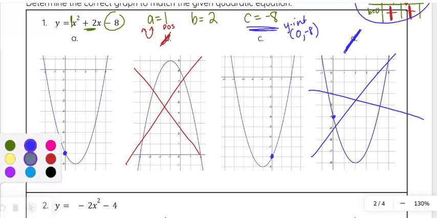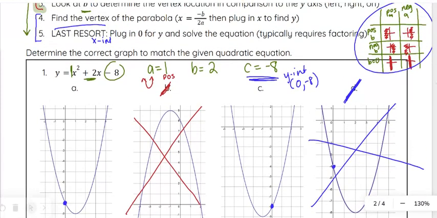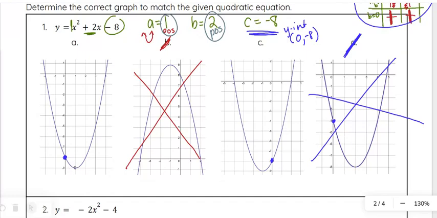So that's when we would go ahead and refer to that table. We look at that table and we see we have a positive A and a positive B, which means our vertex should be on the left side of the y-axis. And if you look at the two remaining answers, the vertex in this one is on the right side of the y-axis here.